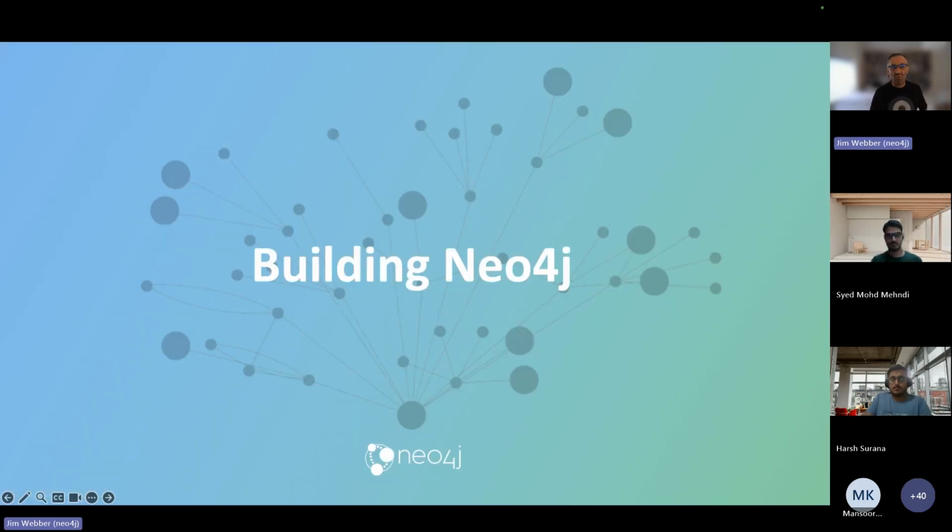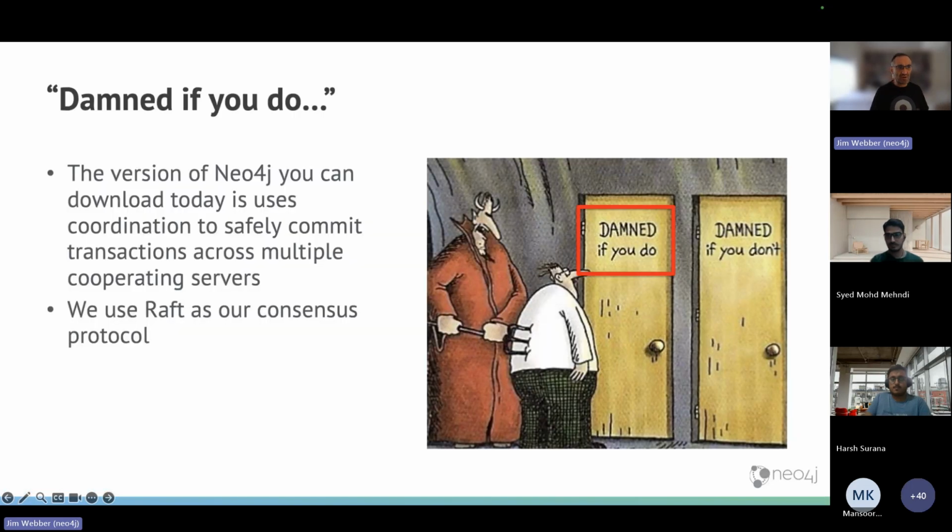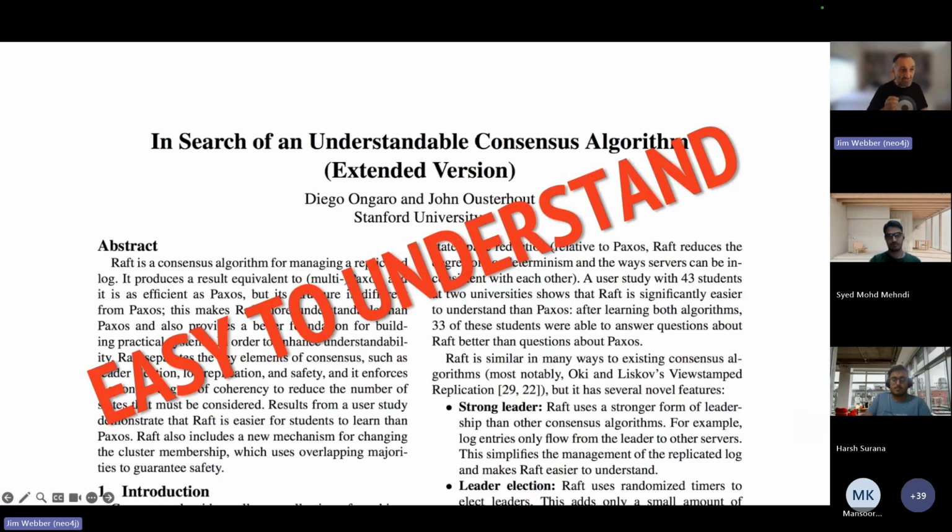So what do we do when we're building Neo4j? Well, very much the version of Neo4j you can use today walks through the damned if you do doorway. So the version of Neo4j today uses a coordination protocol to safely commit transactions across multiple cooperating servers. So your transactions, your data as users, is multiply redundant. So if I look at server A or server K, they all have the same transaction data on them. The graph that we store of your business domain is identical across them. And we use Raft as our consensus protocol. Now, Raft is cool.